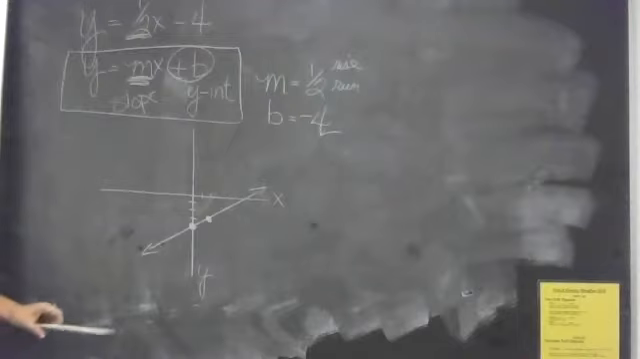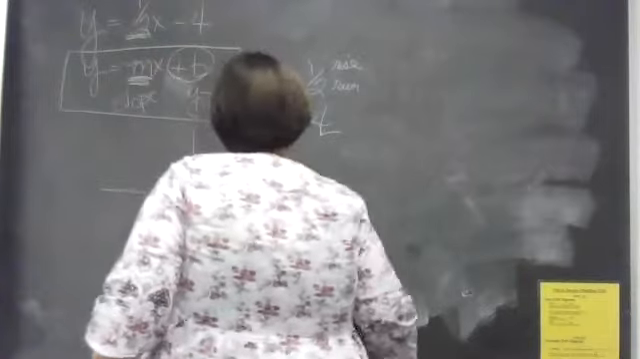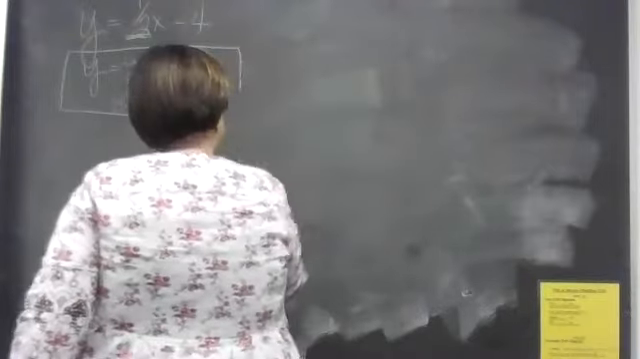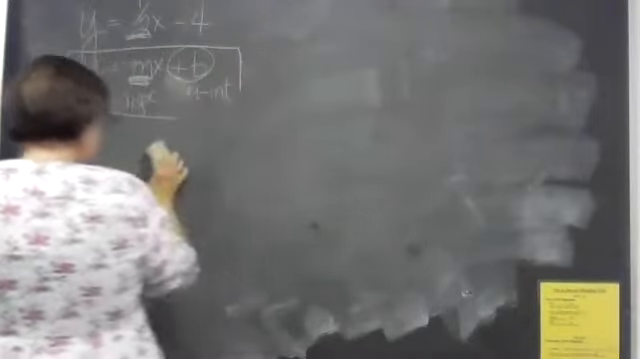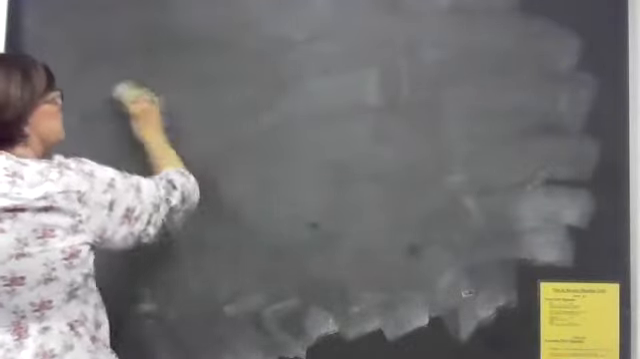Okay? So now let's move on to systems. It sounds like a really big deal. Systems simply mean that there are 2 equations, and we will graph both of those on the same graph. Okay? Systems.